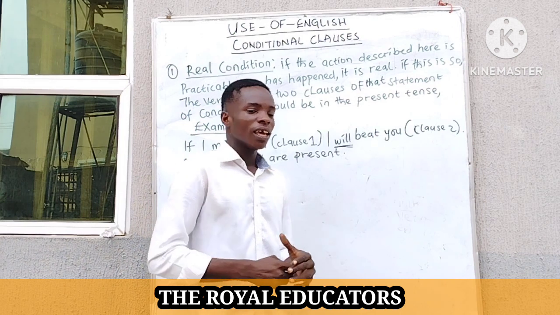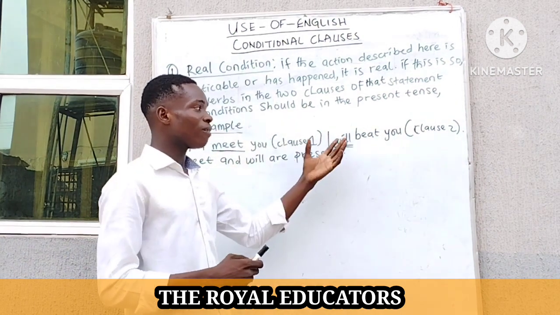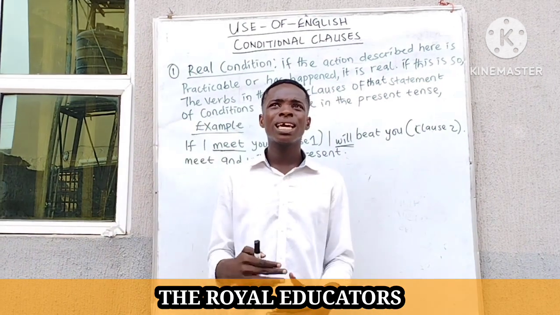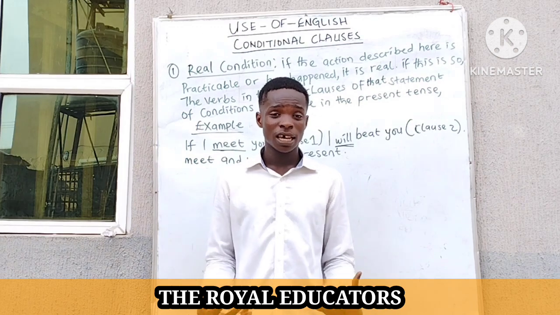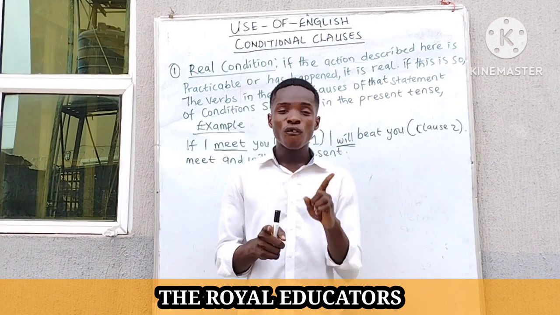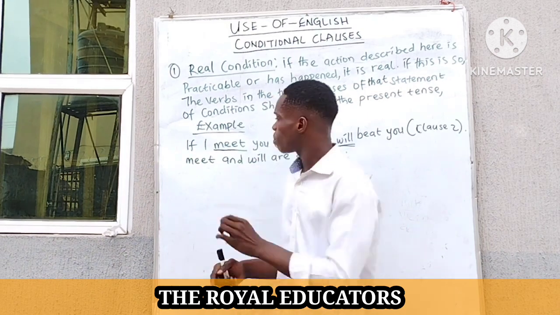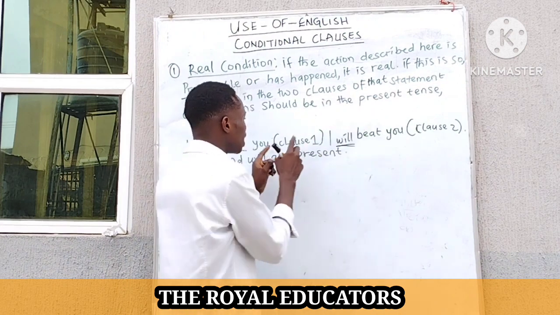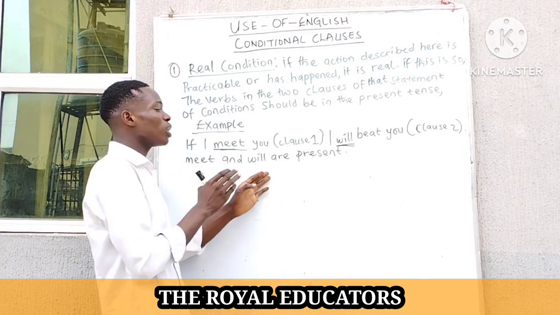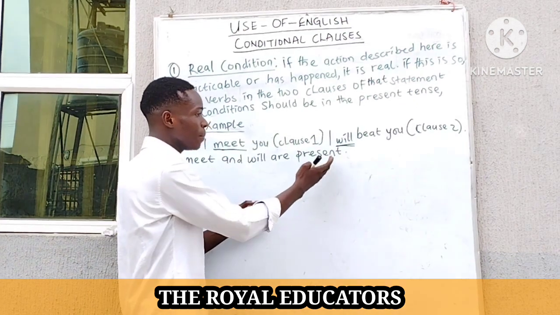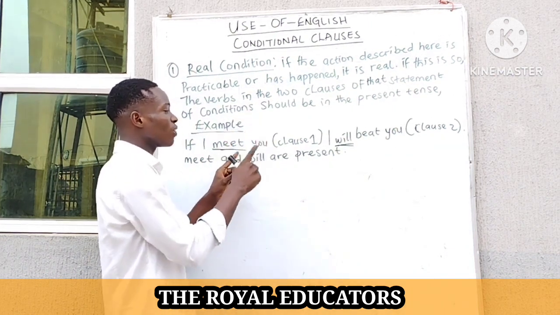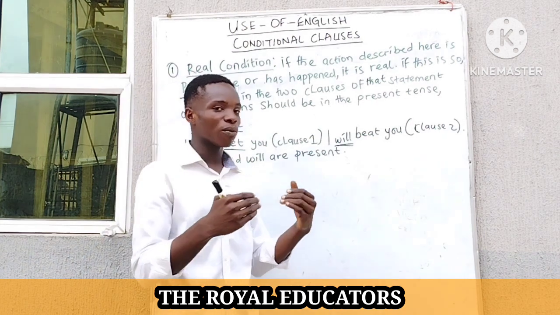But what if we have, if I met you, I would have beaten you, or if I had met you, I would have beaten you? Discover that it depicts that you never met me or you cannot meet me, and you would not have beaten me. Yes, because it has a past tense and a past tense. But for the condition to be real, it is to have a present tense in clause 1 and in clause 2. The present tense needs to be repeated. That's why I said here that meet and will are present. So in the first clause and the second clause, we should have the repetition of a present tense.